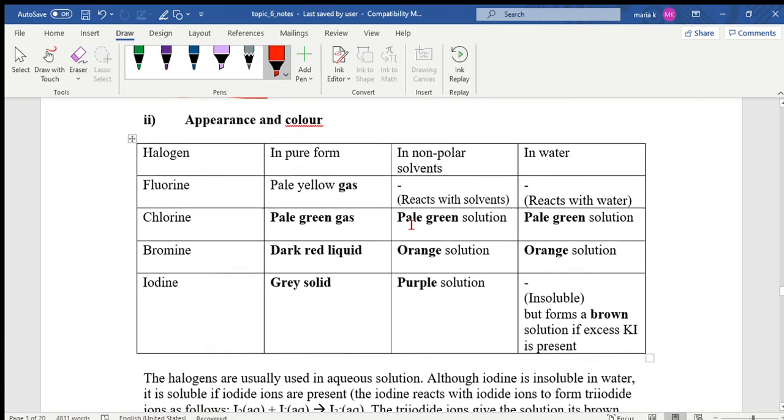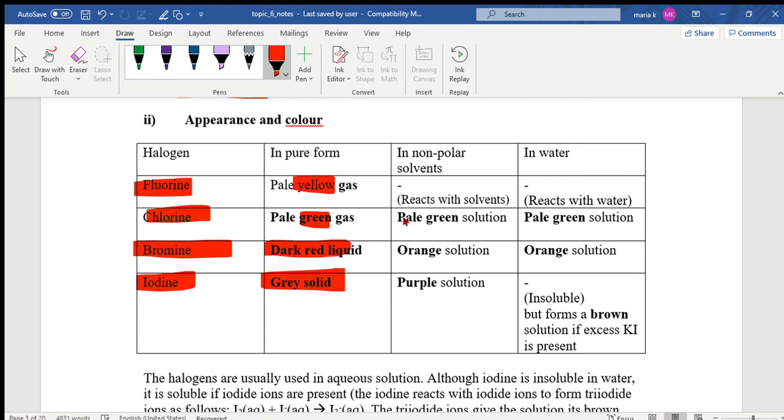Next, appearance and color. Fluorine, pale yellow gas. Chlorine, green. It has a stinky smell. Bromine is a dark red liquid. And iodine is a grey solid.